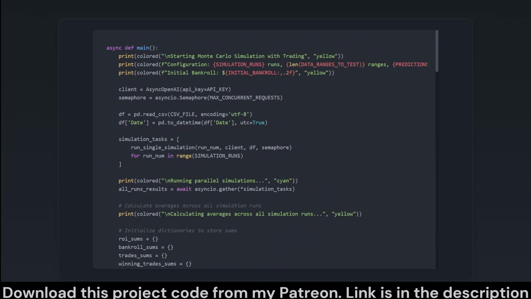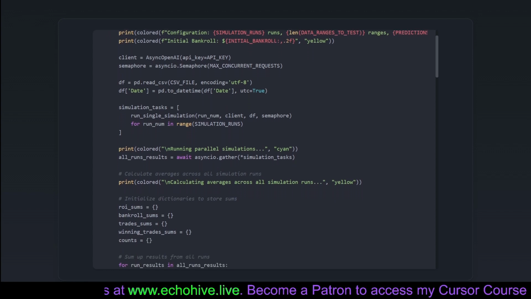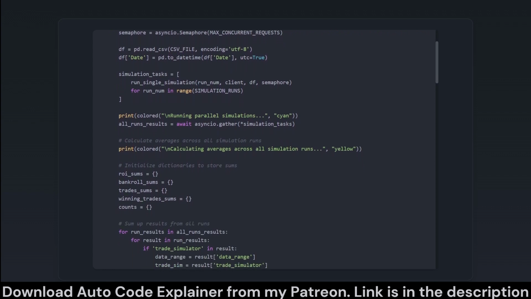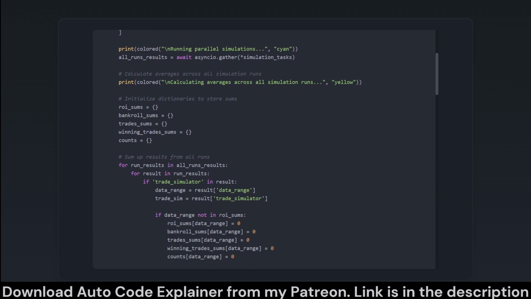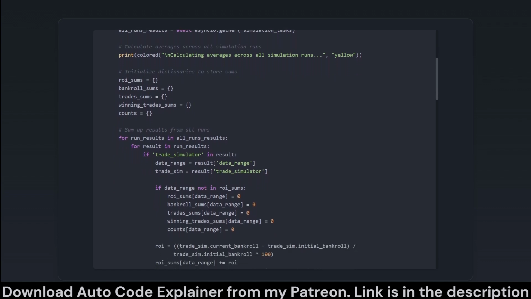Welcome to the grand orchestration, the main function. This is the script's central operations command, where all roads of logic, prediction, and analysis converge to form a coherent simulation. The main begins by setting the stage for Monte Carlo simulations, detailing configuration specifics and setting up the environment, fetching stock data, initializing semaphore limits.